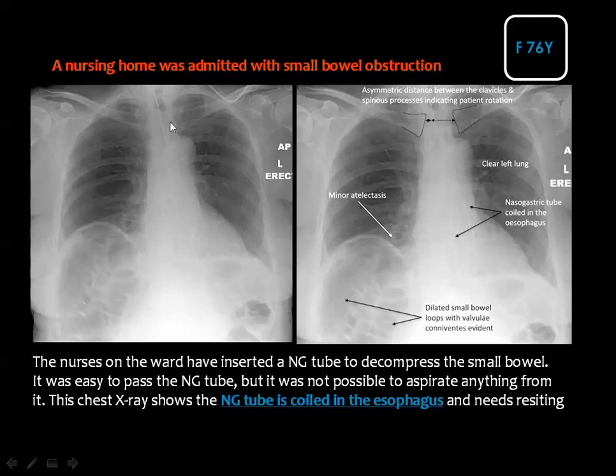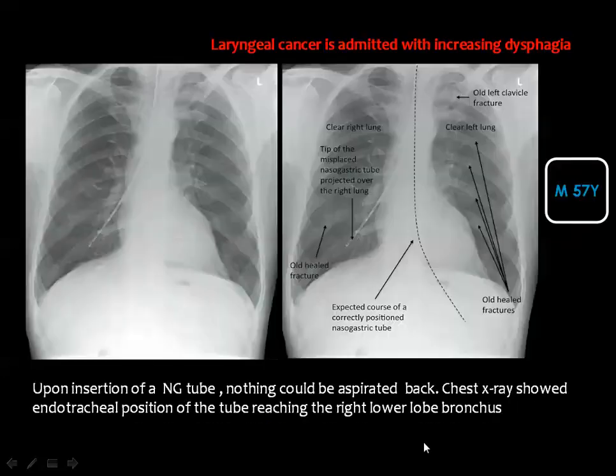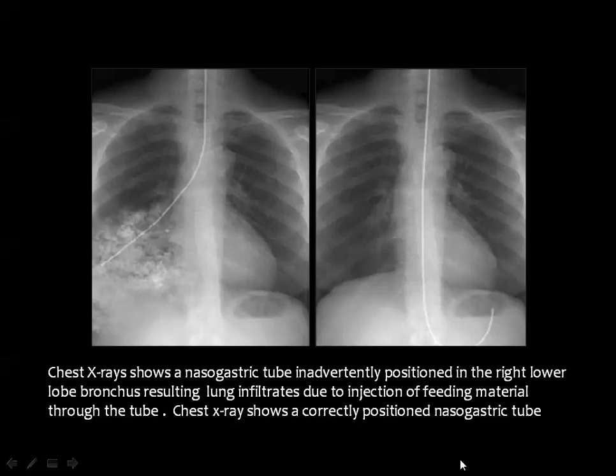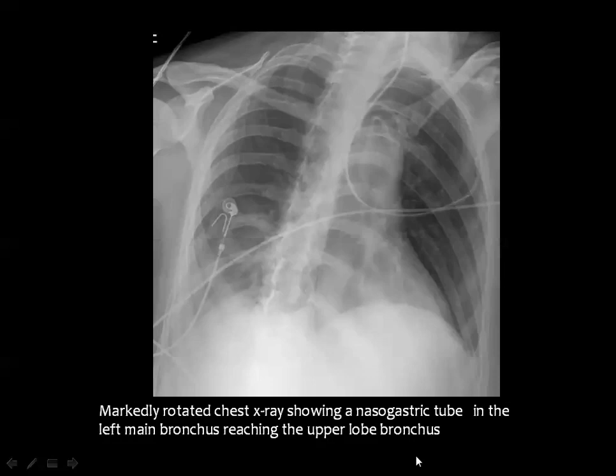Then here you see this is the endotracheal tube, which has looped inside the esophagus. It is not reaching the stomach. And this is a nasogastric tube that has been passed through the trachea into the right lower lobe bronchus. And this is another example of the tube, which is located in the right main bronchus with injection of some medication that has resulted in this aspiration pneumonia, and this is the correct position of the tube.